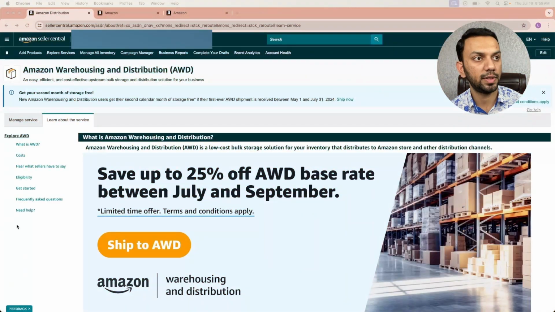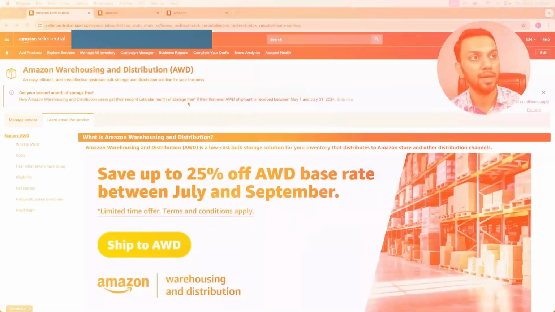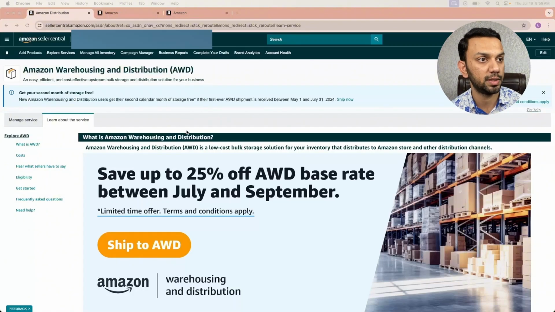Now let's go through some of the details about Amazon AWD. Amazon is giving the second calendar month of storage free of cost. I believe this is just to give some initial push, like when we do a low price or discount of 10 or 20% for the initial launch and then get back to our price. I believe Amazon is doing a similar thing.